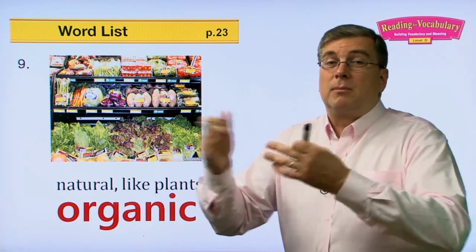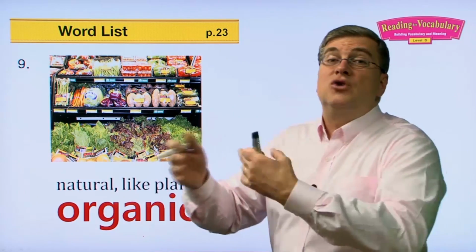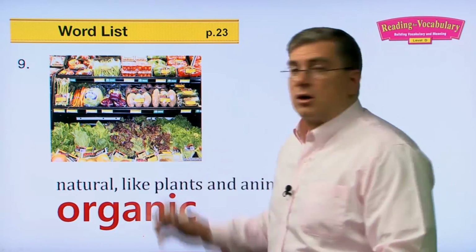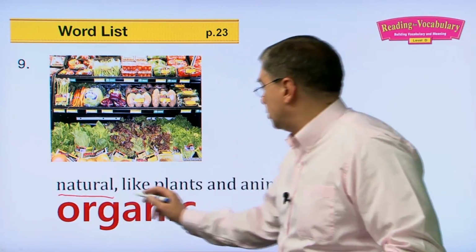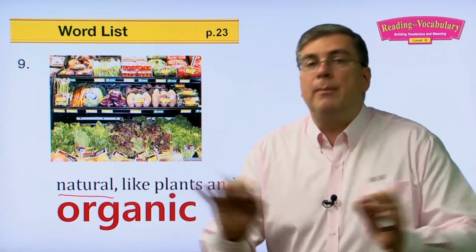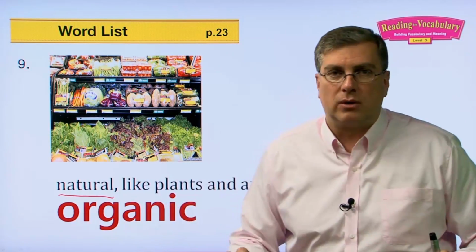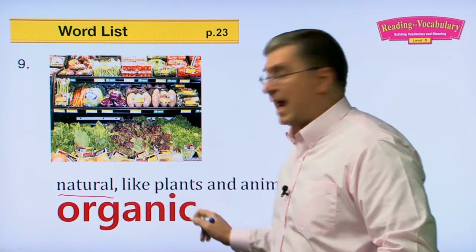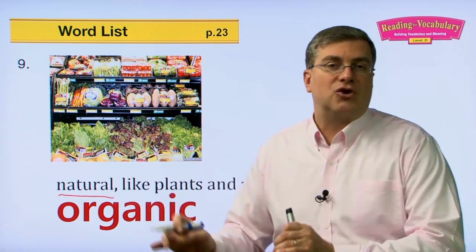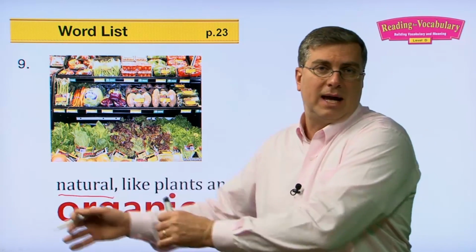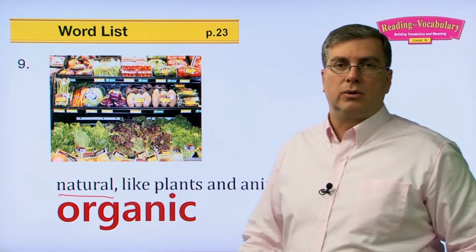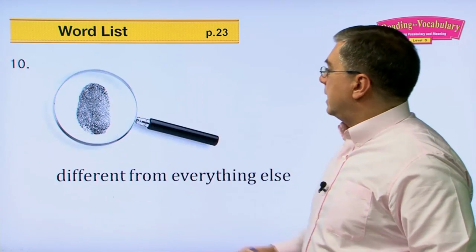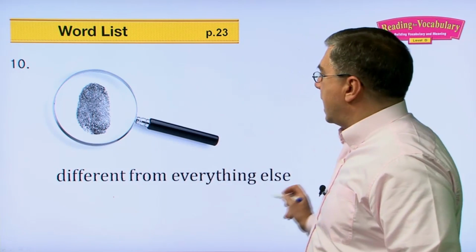So now people are more concerned or are interested in foods that are grown completely naturally with no chemicals, no man-made chemicals. And we call that type of food organic. Nothing unnatural was used to make these plants. No unnatural chemicals, for example. Okay, next one. Different from everything else.